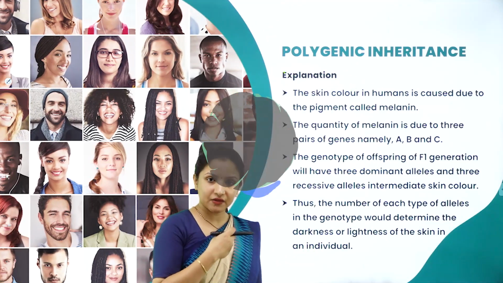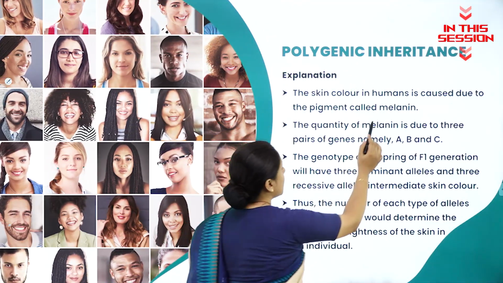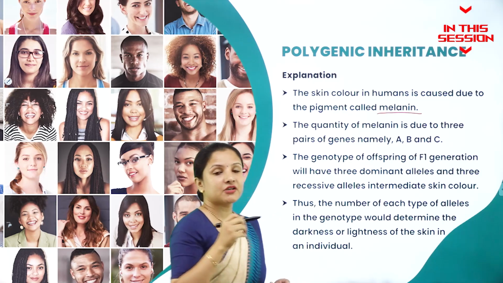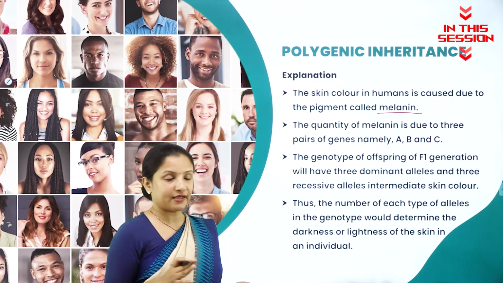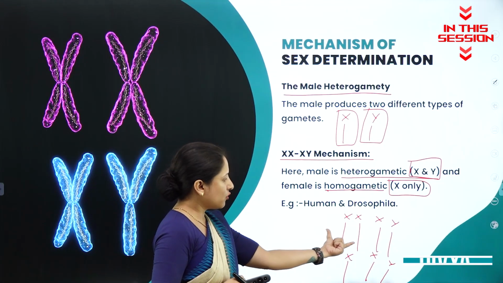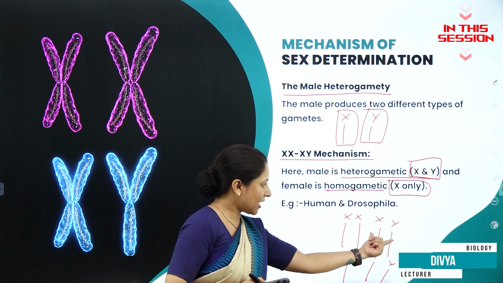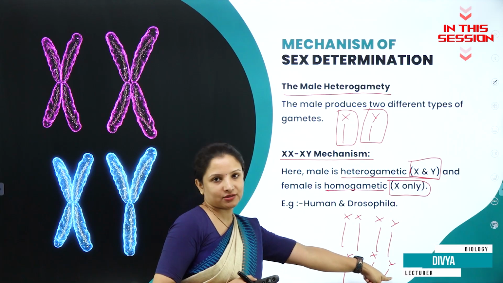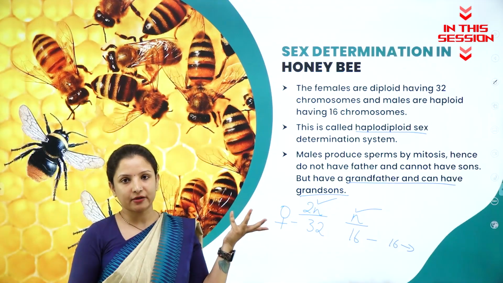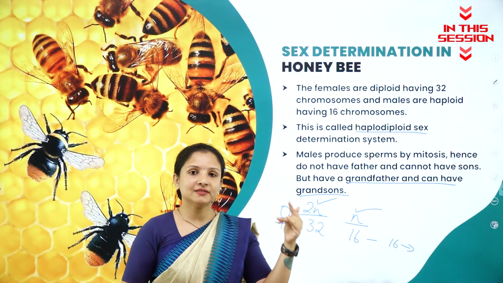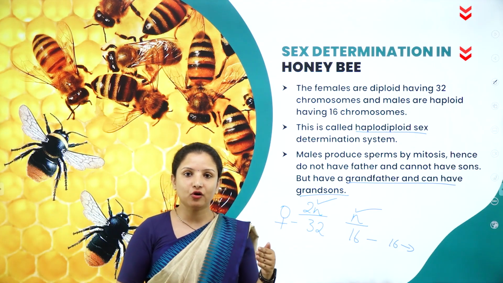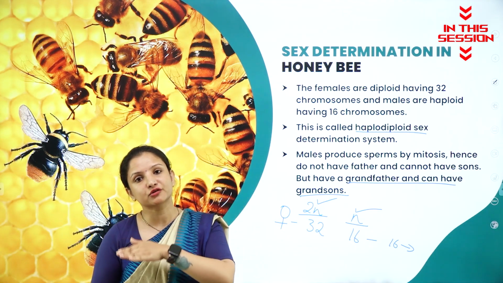The pigment present in we human beings is nothing but melanin that gives us the different shades of whites and browns that are there. Females are homogametes carrying only one X chromosome. Males are heterogametes carrying an X chromosome as well as a Y chromosome. Spermatogenesis process, if you see, first the spermatogonia will undergo mitosis and then they will undergo meiosis to produce the sperm.